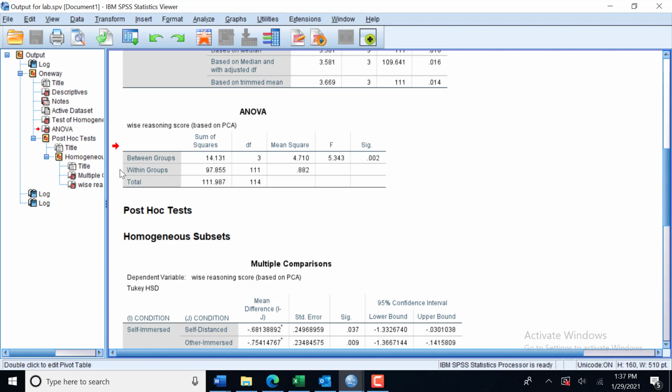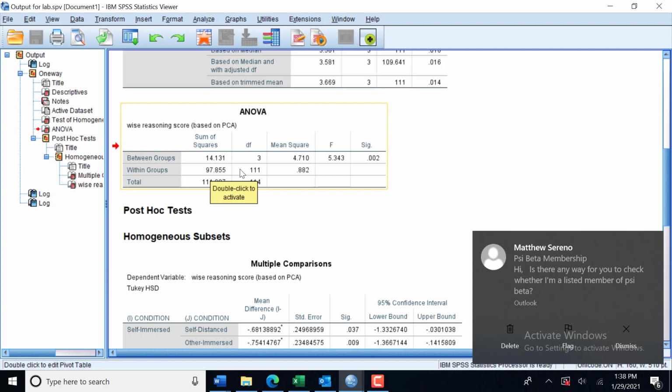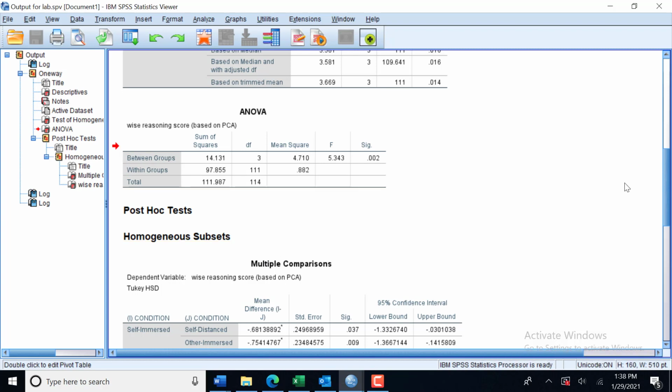Now this next row here is our within groups variance. And so this is how much variance we have within a group. So within that self-immersed condition, how much variance do we have? And that all gets added up. And so to calculate this, we've calculated the sum of squares. We're not going to go through those calculations, but we also need those degrees of freedom. So it's important to understand where those degrees of freedom come from.